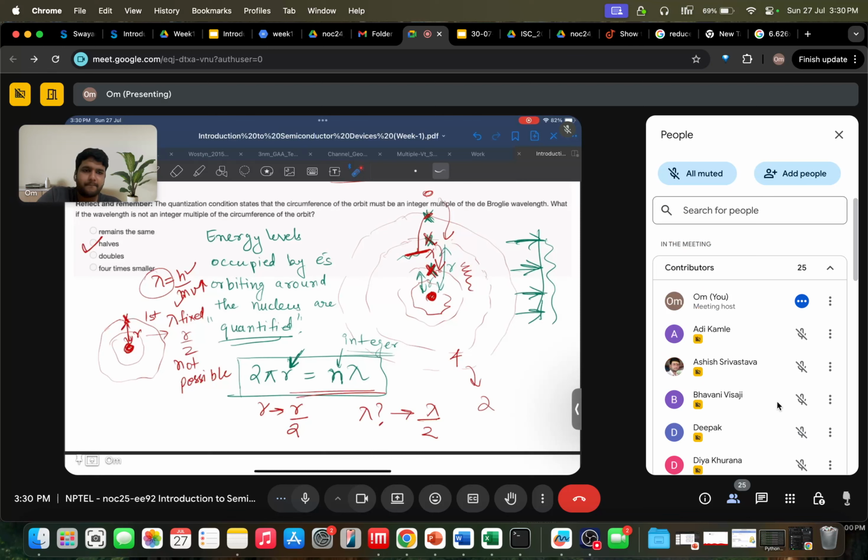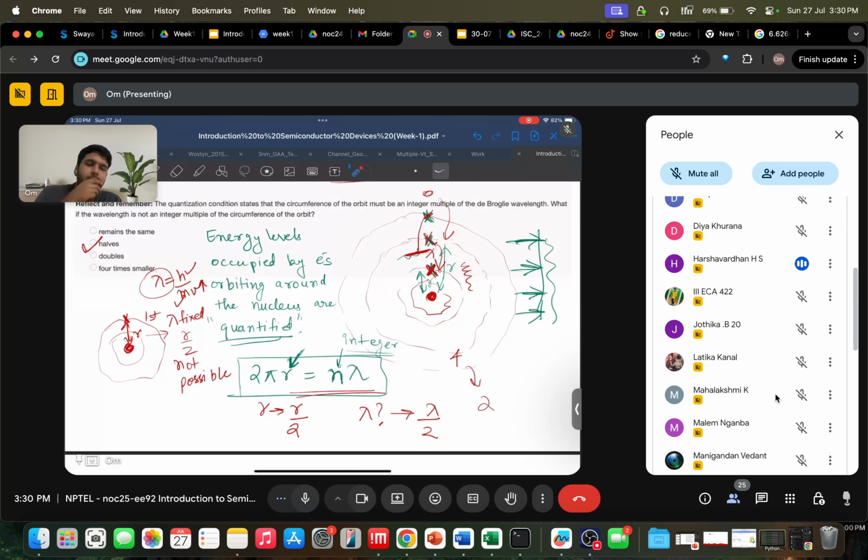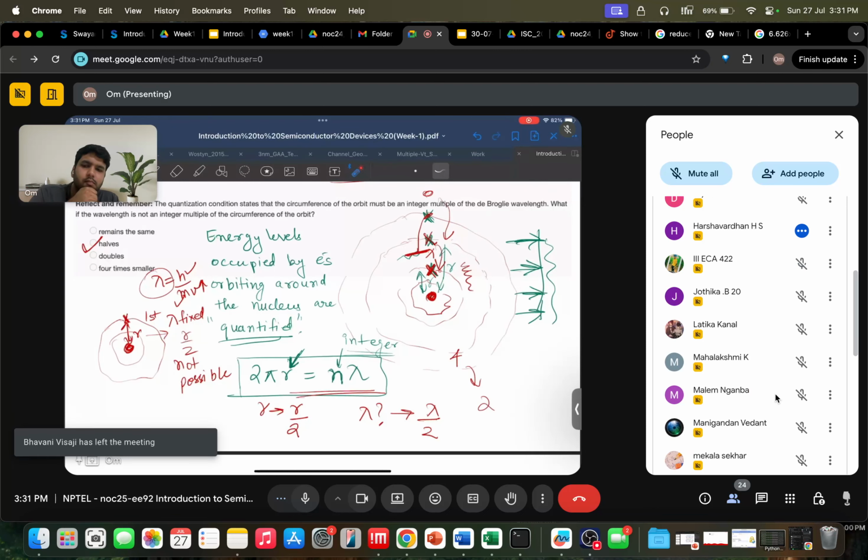Yes, sir. Reducing this radius by half would still be a new orbit. So why would it fall into the nucleus? Yeah, we are not saying it will fall into the nucleus. It was a different question.